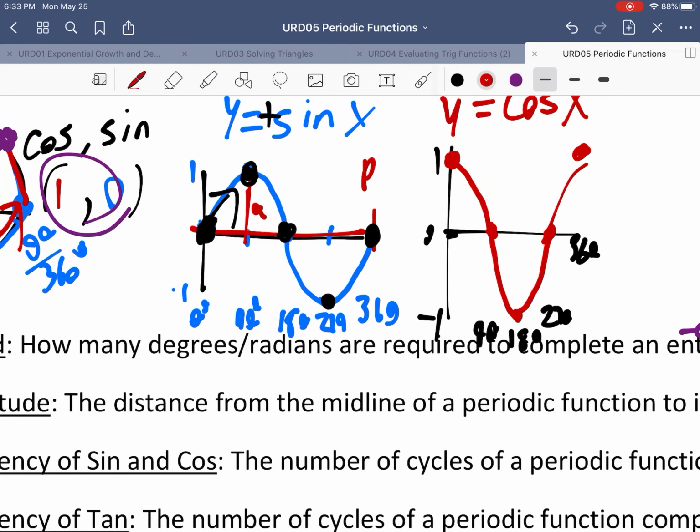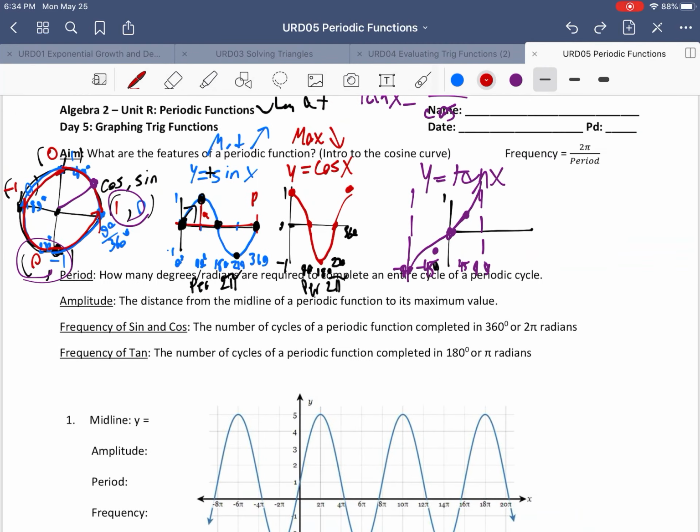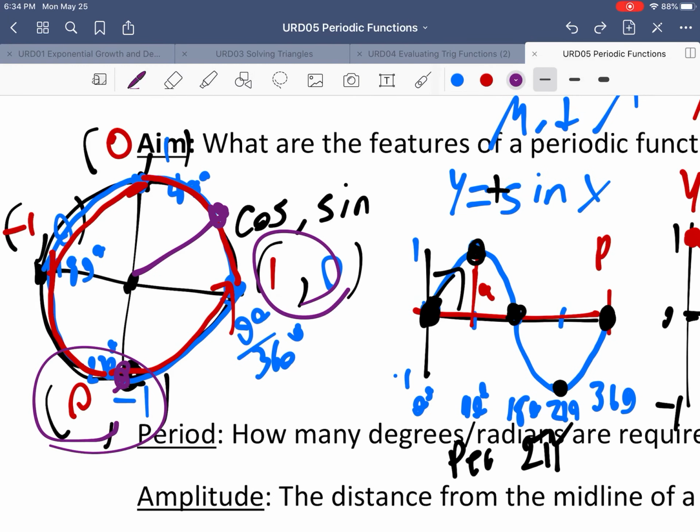So the period of the sine and cosine curves is 2 pi. So this is a period of 2 pi. This is a period of 2 pi. That's how long it takes to complete the full cycle. Now the cycles repeat because we just start going around the circle again. So if we go around the circle again, the sine curve will just repeat its steps. It'll just continue to do this. If the cosine curve were to continue to go around the circle, it will repeat its process as well. The tangent curve will also, it just does it faster.